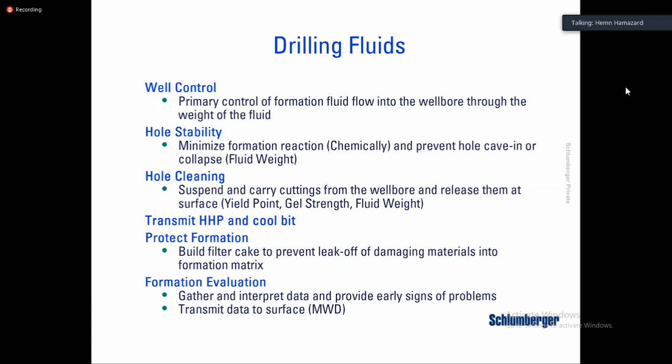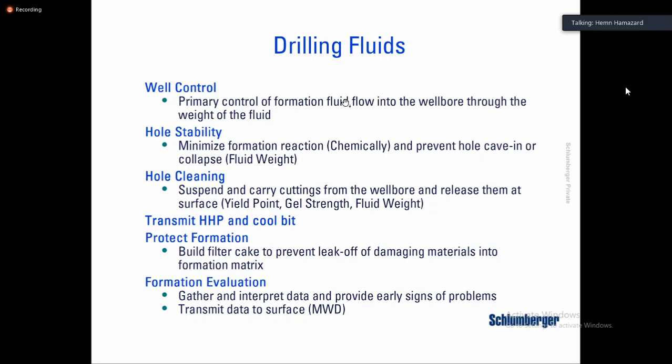So mud is really, really important while drilling to keep its properties as per the plan and to take care of the solid controls and the weight and rheology, viscosity, everything else is very, very important while drilling. So the functions of drilling fluids, one of them is well control.